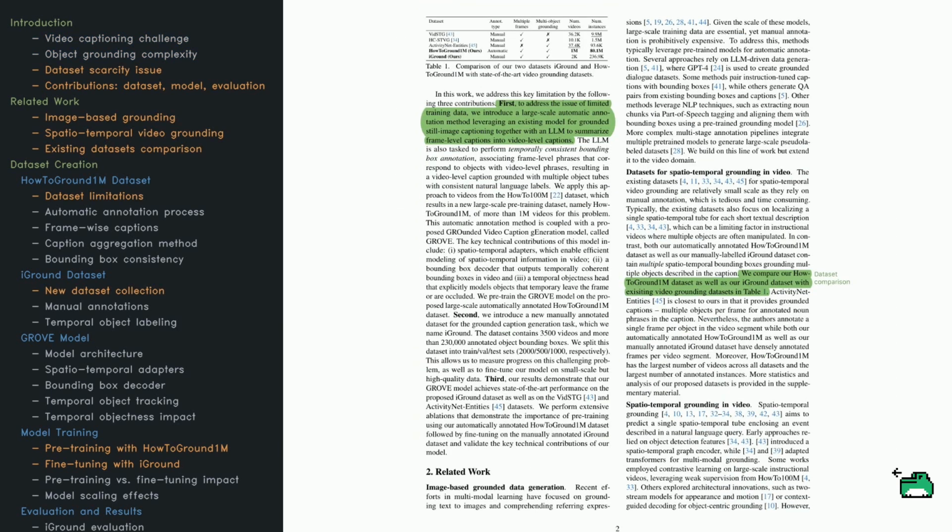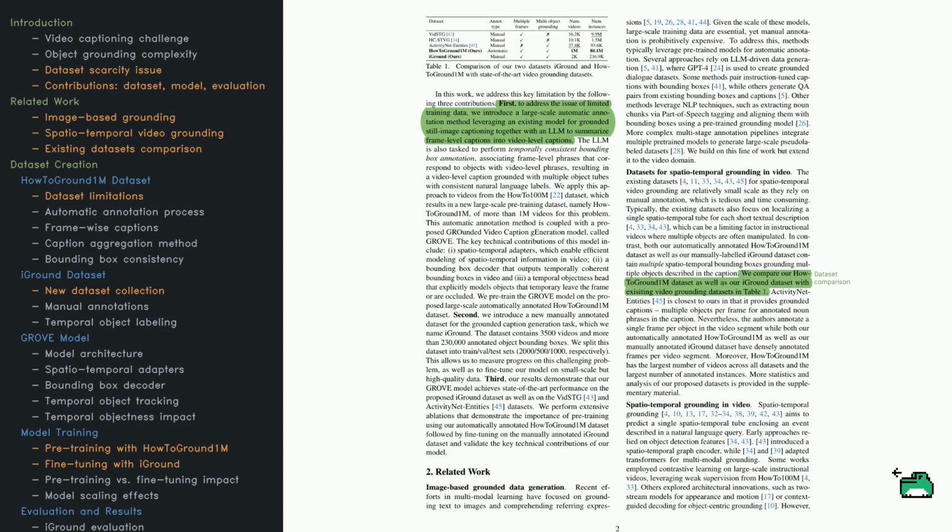A major obstacle in grounded video captioning is the lack of large-scale training data. How do we fix that? The authors introduce 2 new datasets. First, they automatically generate HowToGround1M from the massive HowTo100M dataset. This uses an existing object detection model and an LLM to create captions with consistent object bounding boxes. Then they introduce iGround, a smaller but manually annotated dataset of 3,500 videos and over 230,000 bounding boxes. Although iGround is smaller, it has carefully curated, high-quality labels.